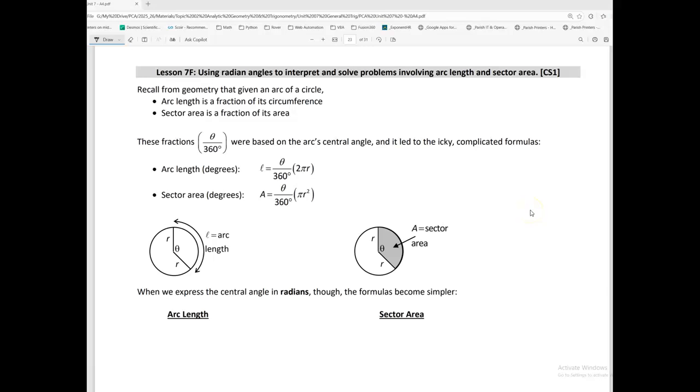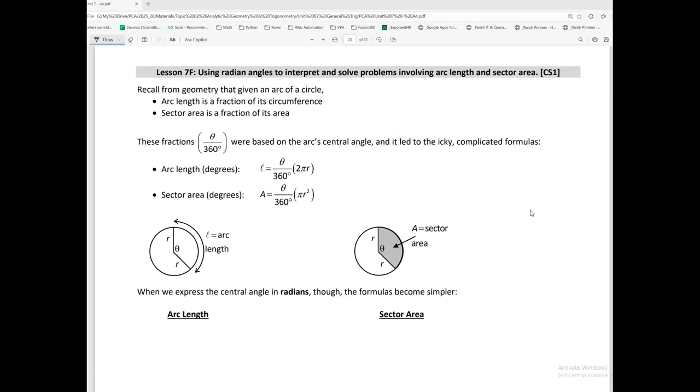All right. So lesson 7F. What are we doing today? What we're doing is we're using radians to simplify math calculations that, when done in degrees, get real tedious. And really, I'm trying to get you to understand the connection between radians and calculus.